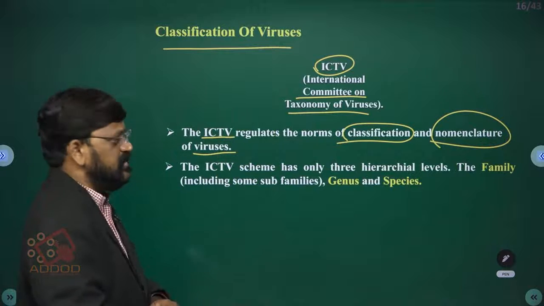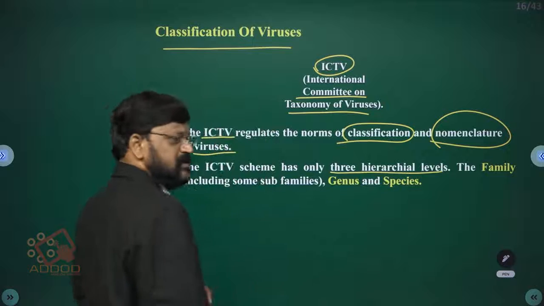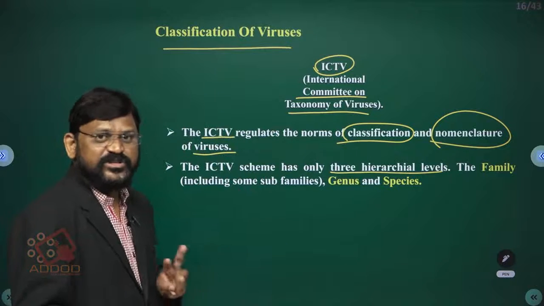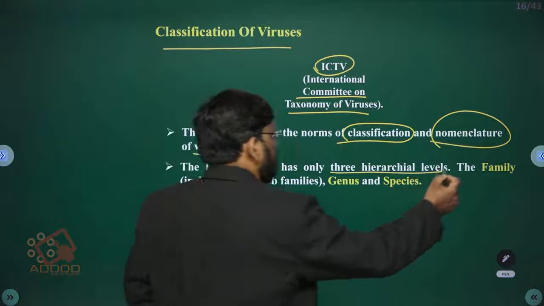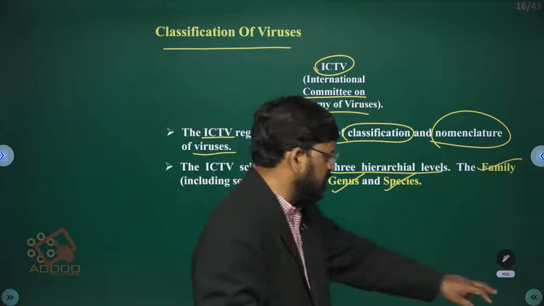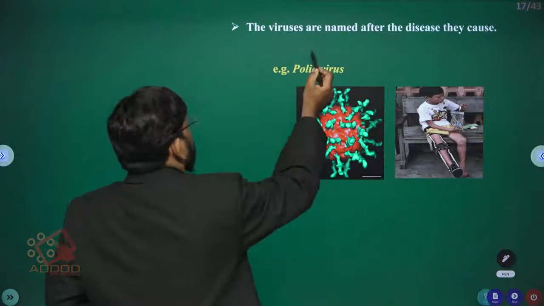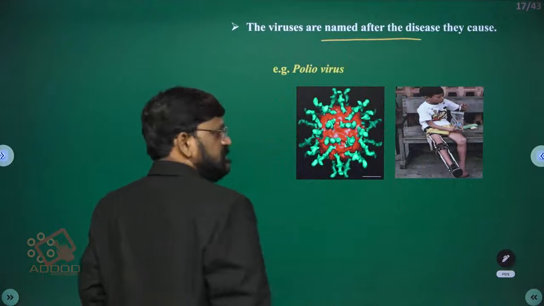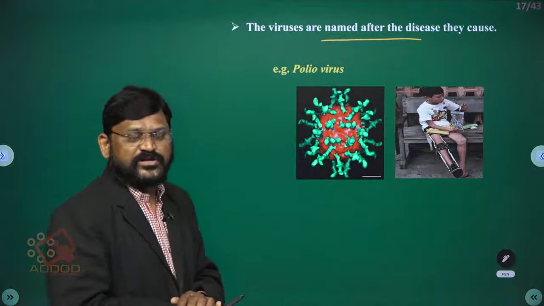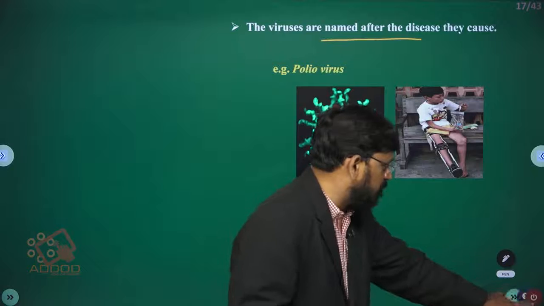According to this ICTV, the classification has only 3 hierarchy levels. Basically an organism has 7 hierarchy levels, but virus has only 3 hierarchy levels: family, genus and species. So only 3 hierarchy levels according to ICTV. The viruses are named after the disease. For example, if it causes polio, it is called polio virus. If it causes mosaic, tobacco mosaic virus. So that is named after the disease.